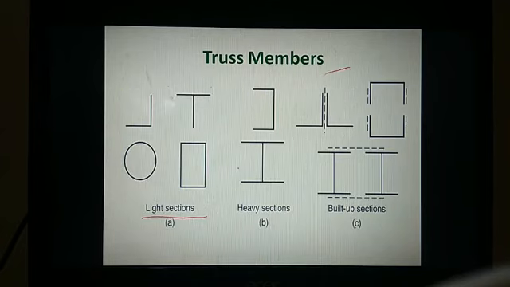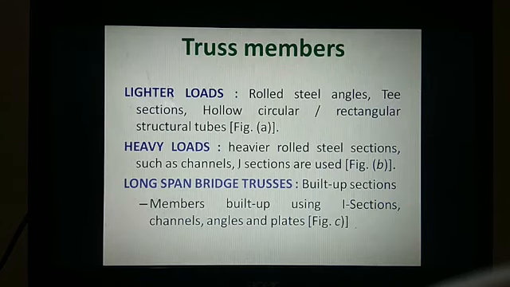So these built up sections are going to be used for heavy structures, like bridge structures. Built up section members, built up using I sections, channel sections, angles, and flats, can be used for bridges. For heavy loads, heavier rolled sections, I sections, C sections individually can be used. For light loads, you can make use of angle, T sections, hollow circular, hollow rectangles.